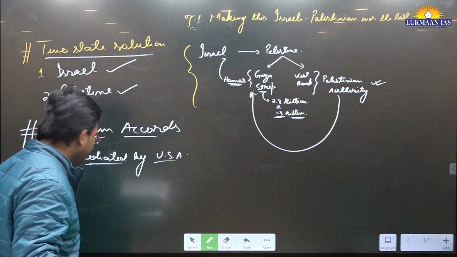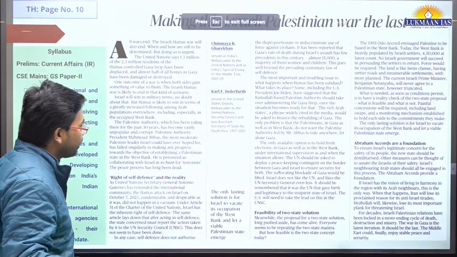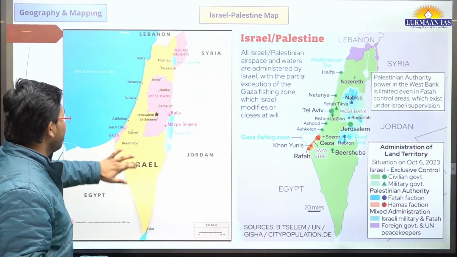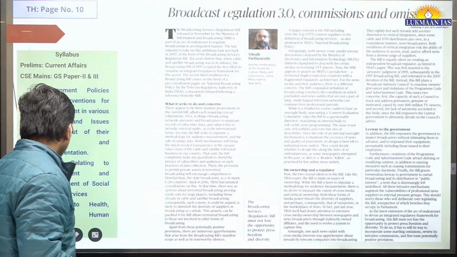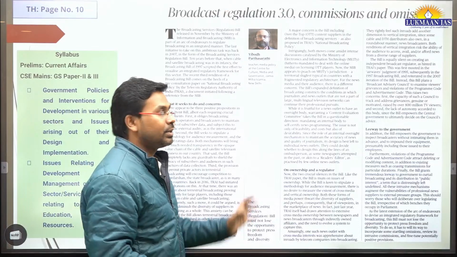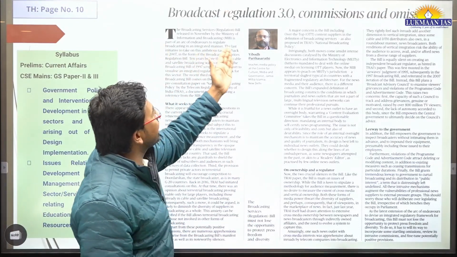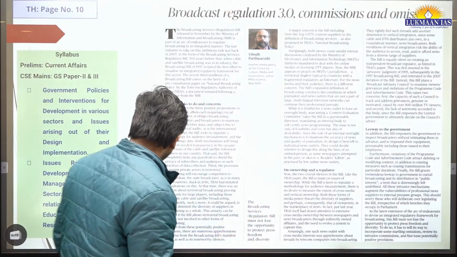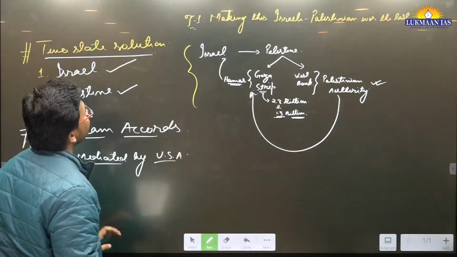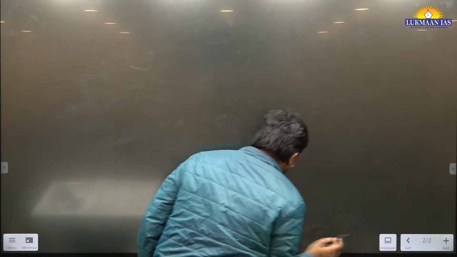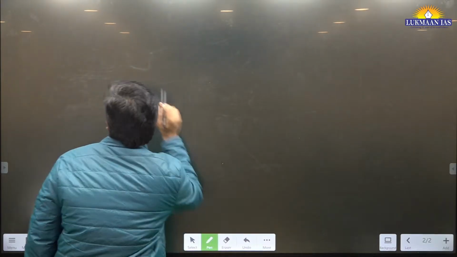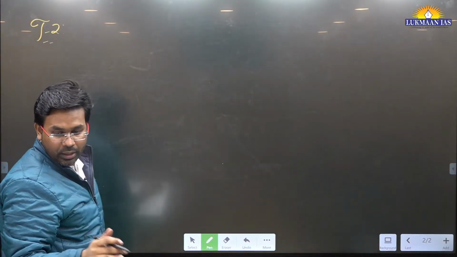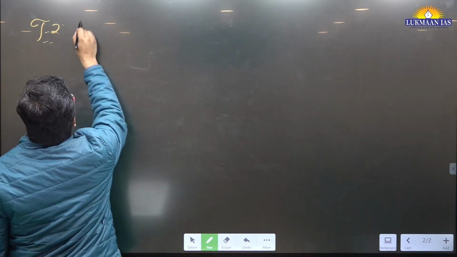All right, so we are discussing the Hindu newspaper analysis today. This is the first article. With this, we are quickly going to move to the next article. This article says Broadcast Regulation 3.0, Commissions and Omissions. Through this article, we are going to understand Broadcast Regulation 3.0. So let's be a little quick on this topic. Topic number 2, Broadcast Regulation.